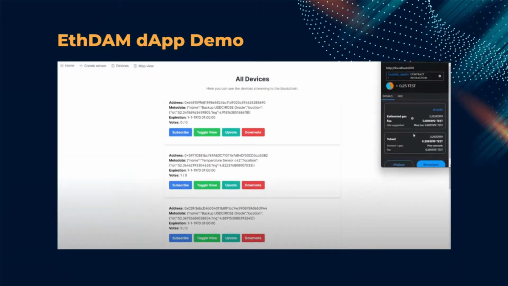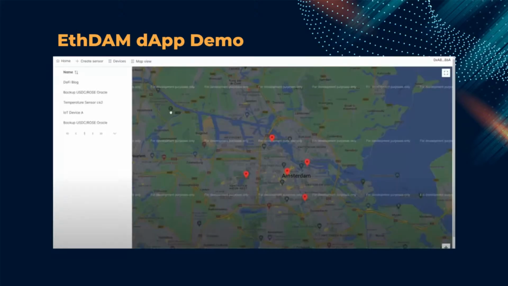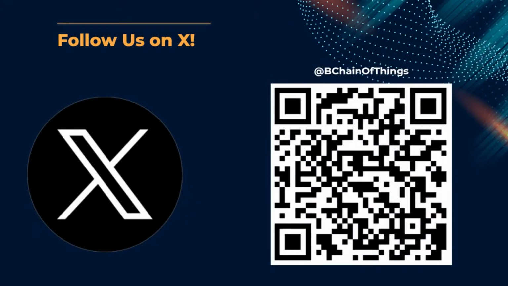You can do this by sending a small fee, because you have to pay the fee in order to get access to the data. After subscribing, you can also up or downvote the sensor, as explained before. And we built a simple map view to give a little overview of where the sensors are and what information they are providing. Thank you for your attention.